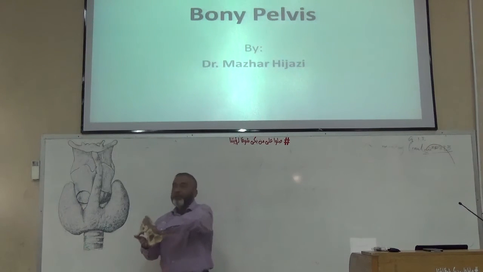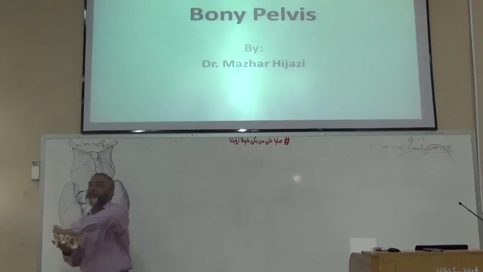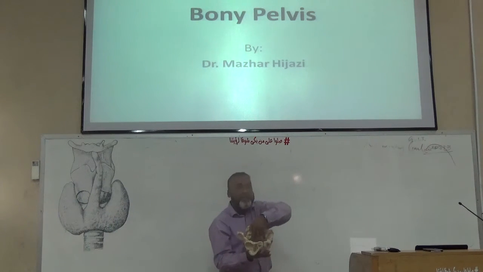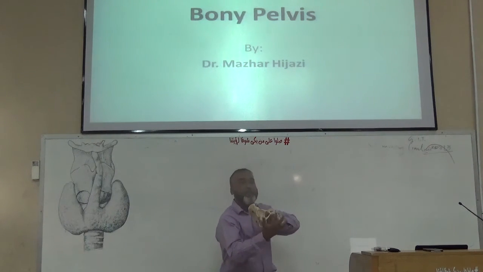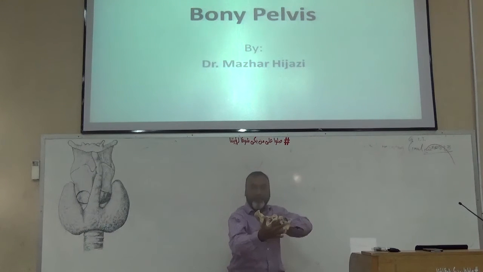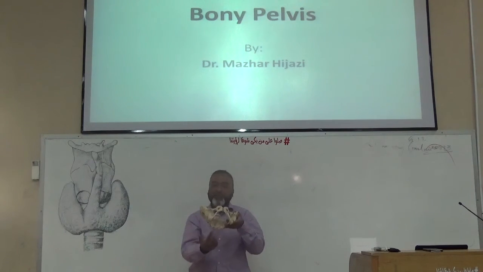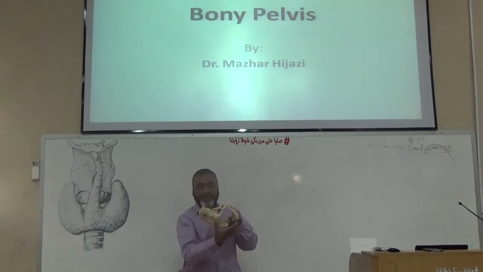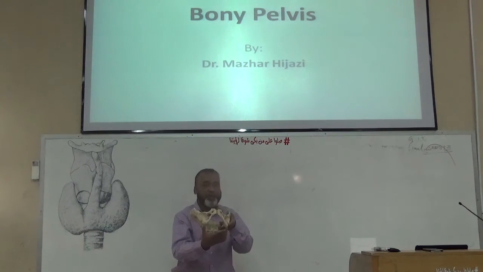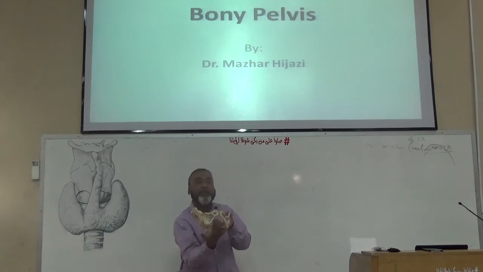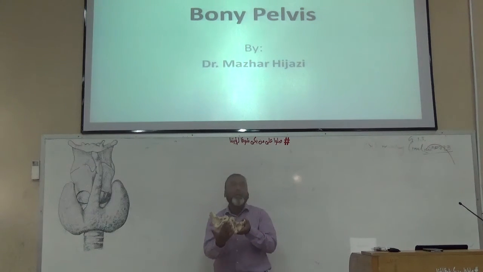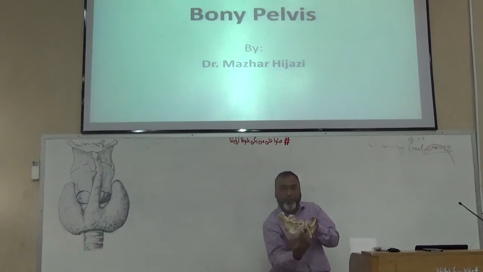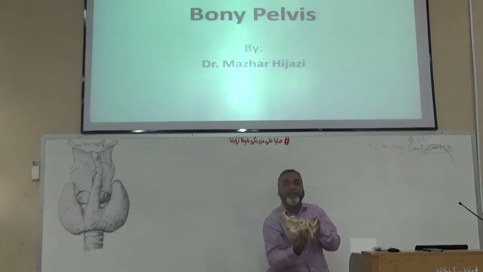Clear? So the pelvic cavity is a space which is present between the pelvic inlet and the pelvic outlet. In the pelvic outlet, posteriorly we have the tip of the coccyx, on each side laterally the ischial tuberosity, and anteriorly we have the pubic arch. It is also named the subpubic arch because it is below the pubic bones.